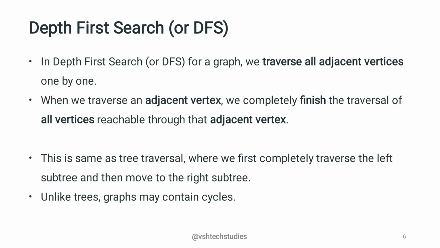Now directly going to depth first search. In DFS for a graph, we traverse all adjacent vertices one by one. When we traverse an adjacent vertex, we completely finish the traverse of all vertices reachable through that adjacent vertex. This is same as tree traversal, where we first completely traverse left subtree and then move to right subtree. The difference between trees and graphs is trees will not have cycles, but graphs may contain cycles.